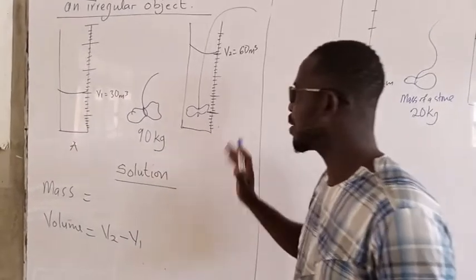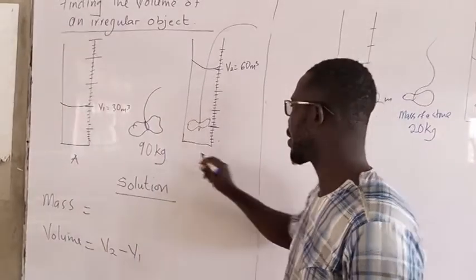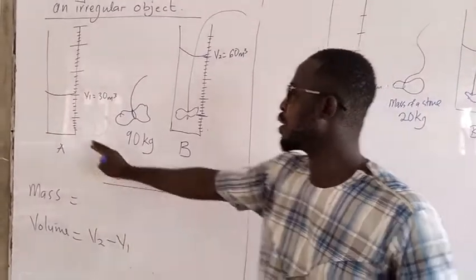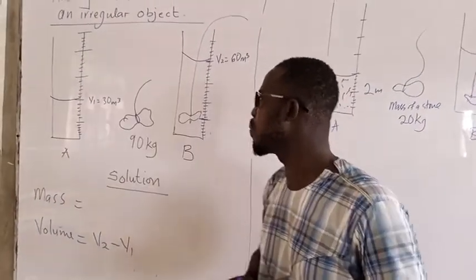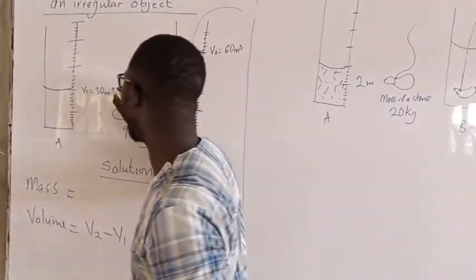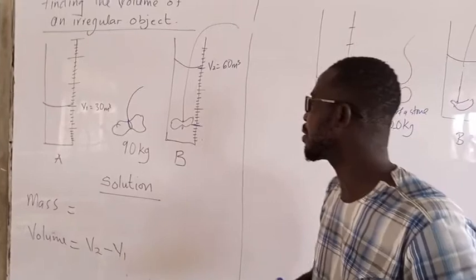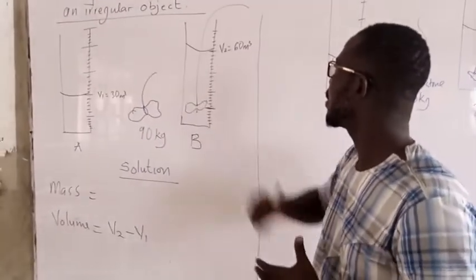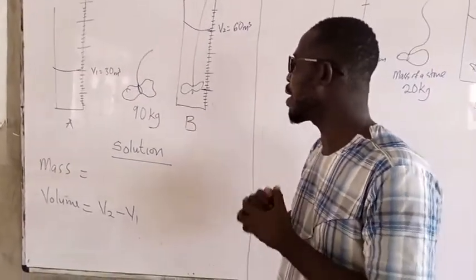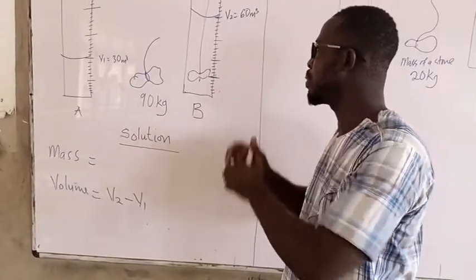So I have two measuring cylinders. This is the first one. I have labeled it A. This is the second one. I labeled it B. Now, with these two measuring cylinders, the first one I fill it with water to a known volume, V1, 30 meters cube, right? And then I find another one, and then I fill it to the same 30 meters cube.